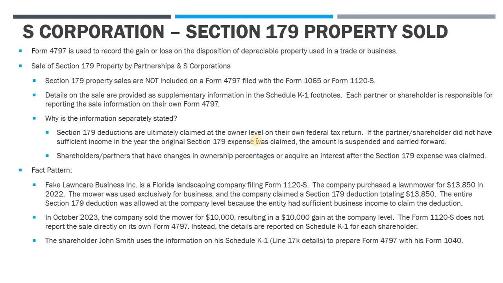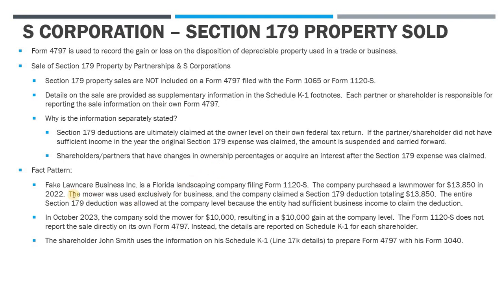And so for that reason, and also for reasons where you might have changes in ownership, people buy or sell in and out of S corporations, the item has to be separately stated because we don't know each individual shareholder's personal tax return situation. Some shareholders might have deducted the 179 expense. Others might not have had enough income, so they had to suspend it. And so each one is responsible for reconciling the sale of that 179 asset against how much Section 179 expense they deducted in the past or how much they still have that's suspended.